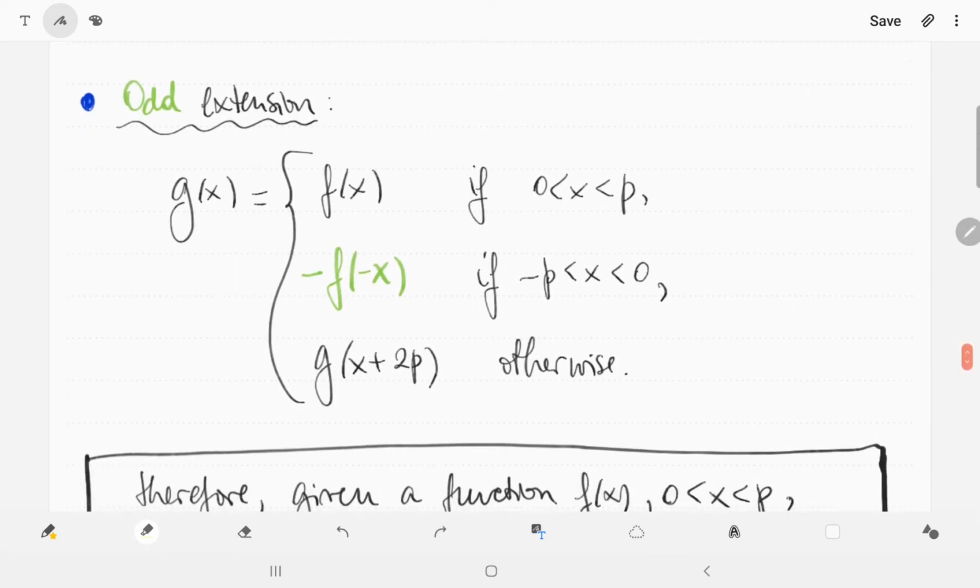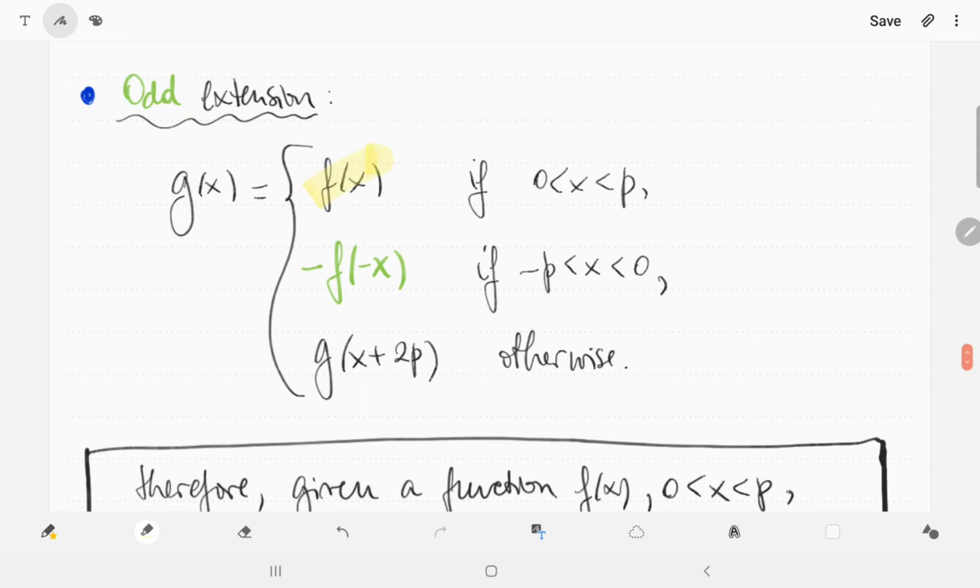Okay, the odd extension: we have f given in the interval (0, p), and we put here exactly what we need to verify the definition of being an odd function, which is -f(-x), where now x belongs to (-p, 0). So these make this function g an odd function, and this line makes the function g 2p periodic. And 2p is exactly the length of the interval (-p, p).